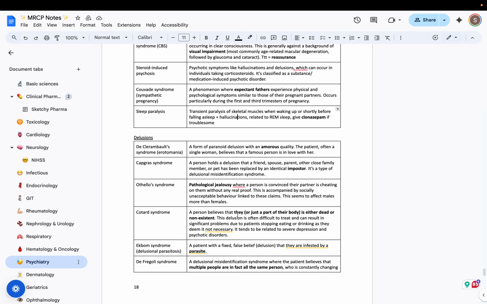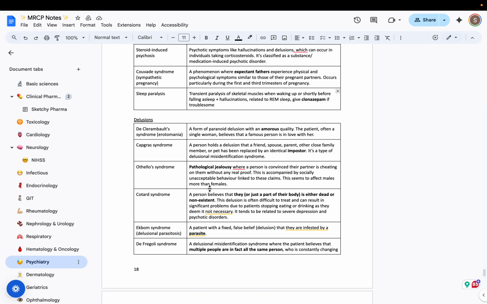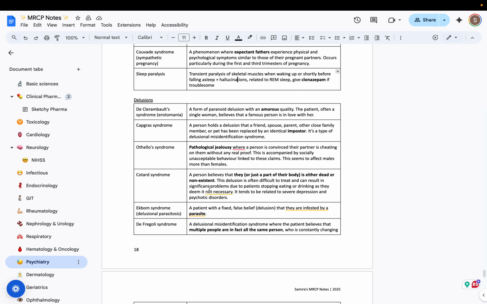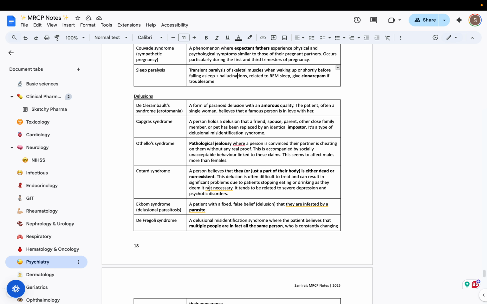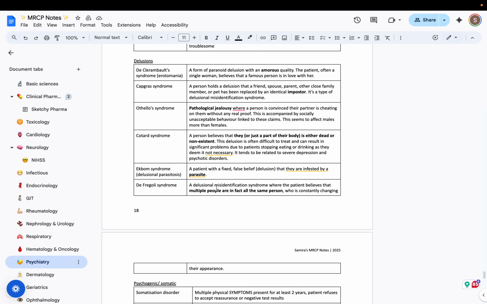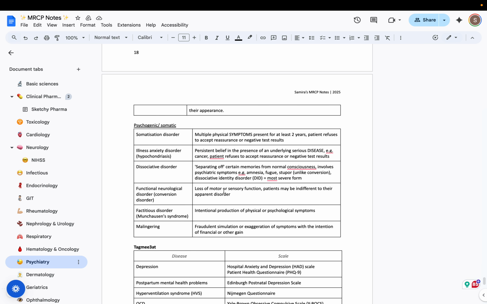Now, de Clérambault syndrome, erotomania, is a paranoid delusion of an amorous quality. Capgras syndrome is when a patient has a delusion that someone they know is replaced by an imposter. Othello syndrome is pathological jealousy. Cotard syndrome is a person who believes that a part of their body or they themselves are either dead or non-existent. Ekbom is a parasite infestation. De Frégoli, they believe that multiple people are the same person.